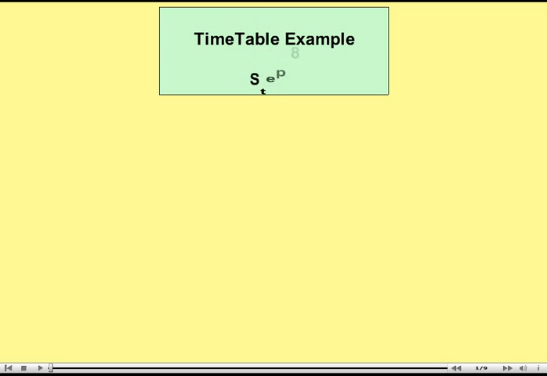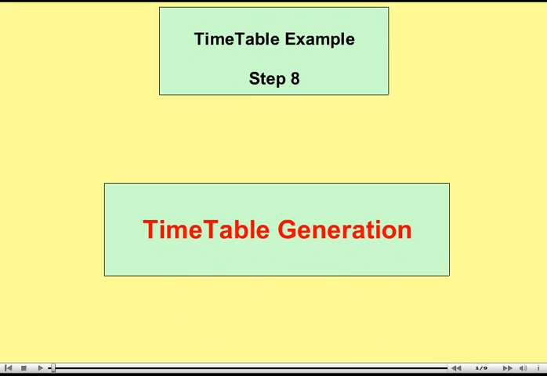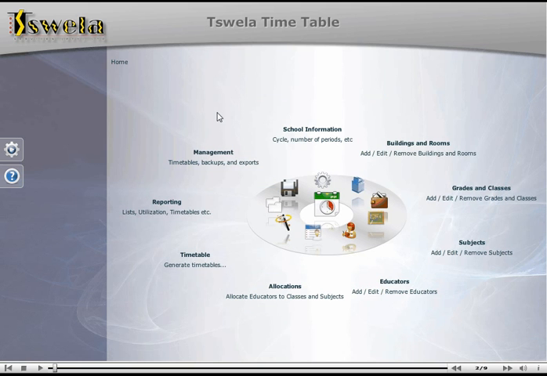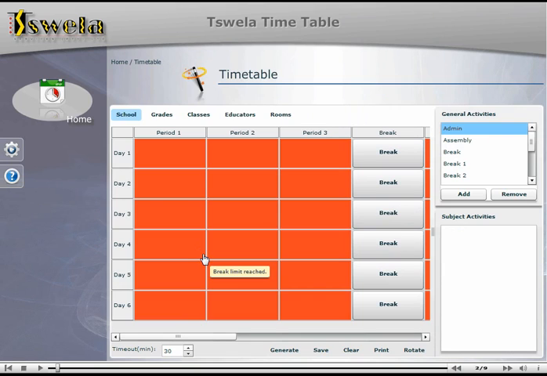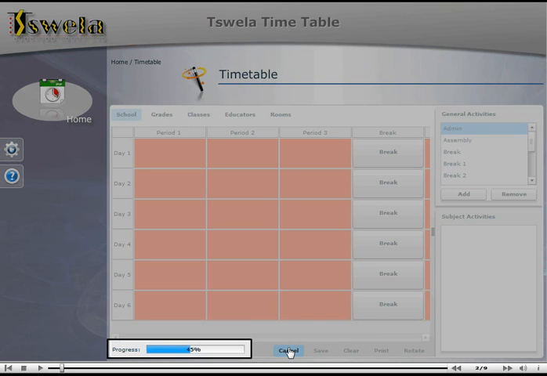Step 8. The 8th step that needs to be completed is the timetable generation. Left-click on the timetable menu item. Left-click on the Generate button to create the timetable. The progress bar gives an indication of the processing percentage.